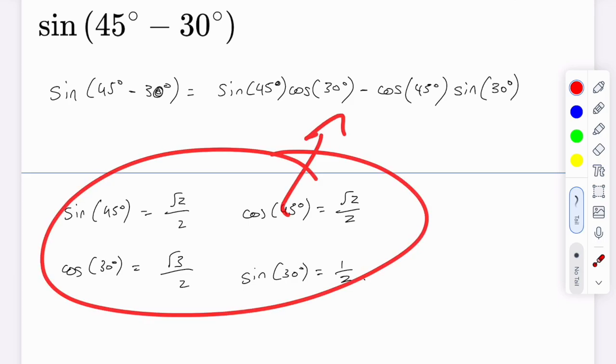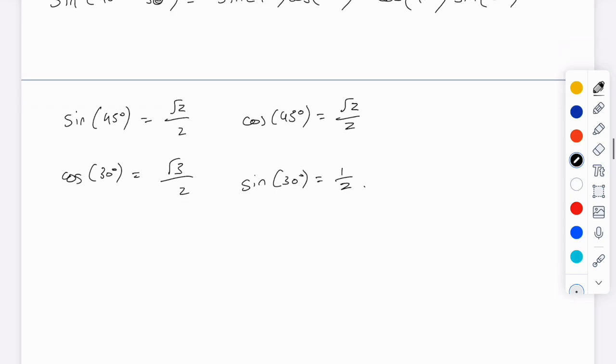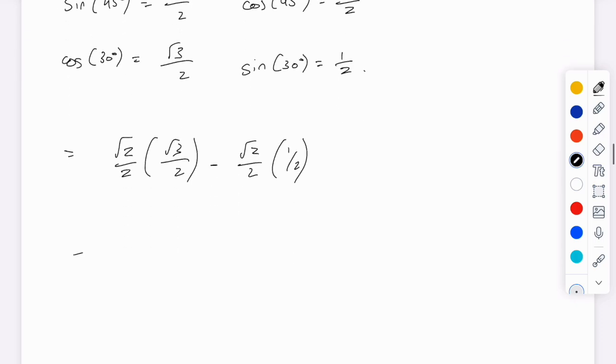We just need to substitute in. So if we substitute in, what we get is the following. We're going to get root 2 over 2 times root 3 over 2 minus root 2 over 2 times a half, which is going to give me what? It's going to give me root 6 minus root 2 over 4, and that's going to be the final answer.